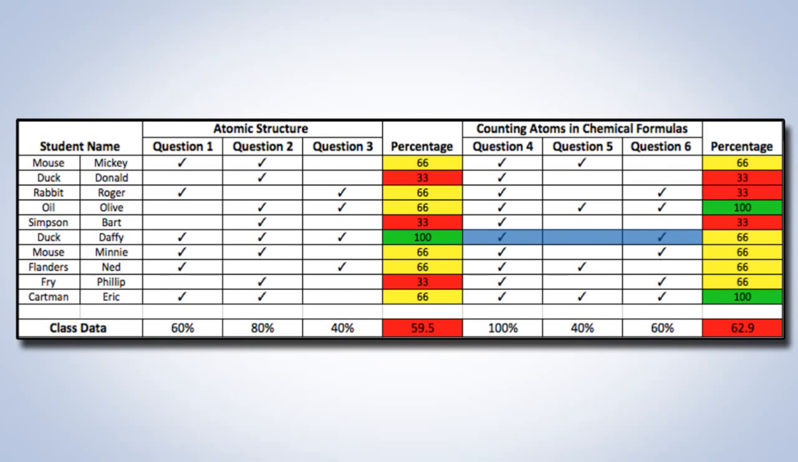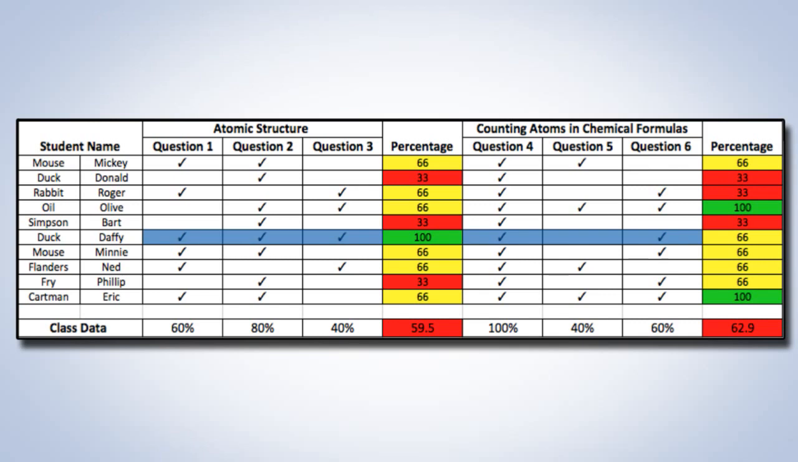And what I think is really interesting about Daffy is if we consider the fact that he got 5 out of the 6 total questions right, his overall grade would have been an 83. He probably would have been happy with that. I probably would have been happy with that as the teacher. But looking at it from that perspective does not quite paint the whole picture. So we really have to break it apart by learning objective to start to understand where the deficiencies are.